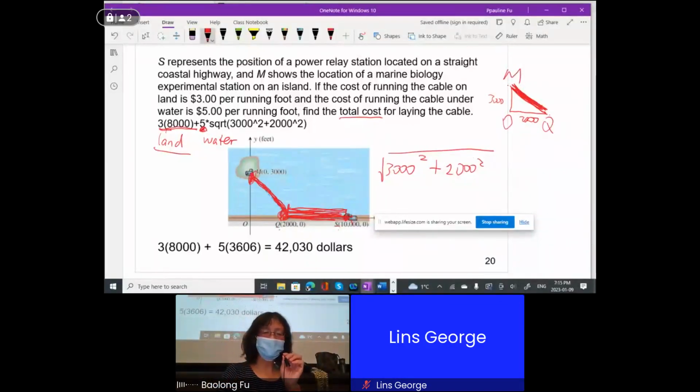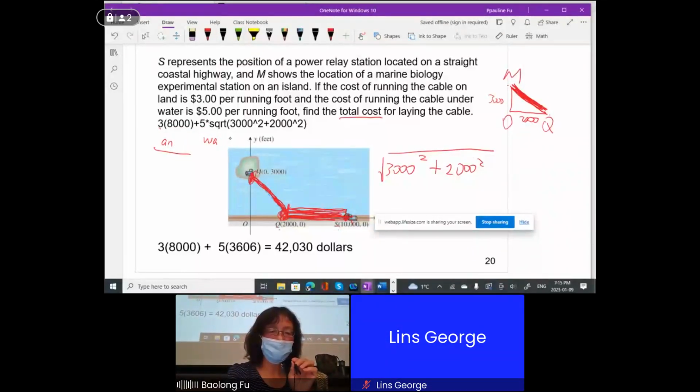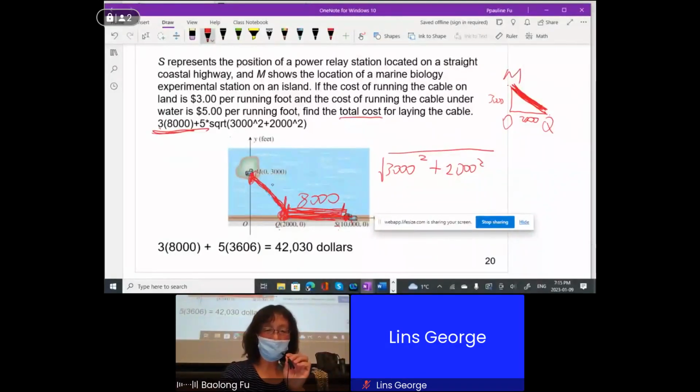Okay? So for the total cost, I write down the equation here: 3 times 8,000, where 8,000 is the distance from here to here, plus 5 times SQRT, which means square root, of 3,000 squared plus 2,000 squared. So that is the total cost. Okay. Make sure you know how to get this number. The final result is here. You can use Excel to quickly get that number.